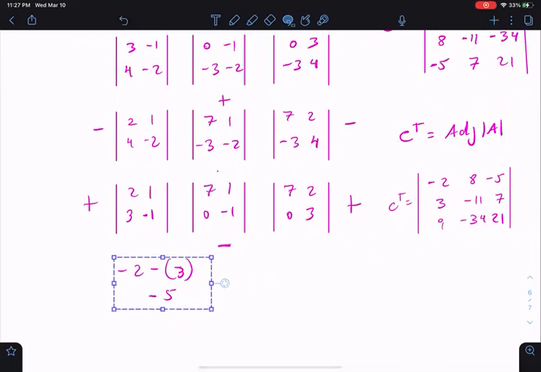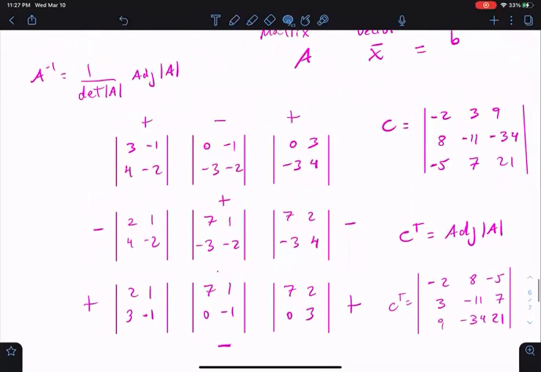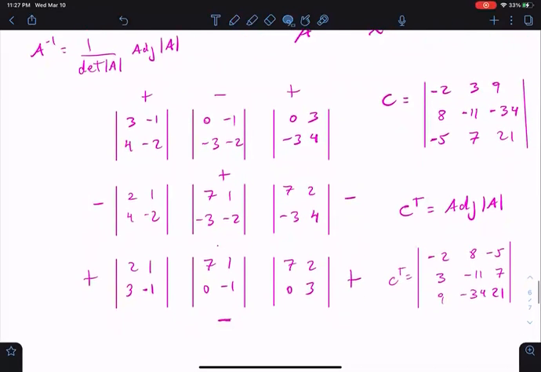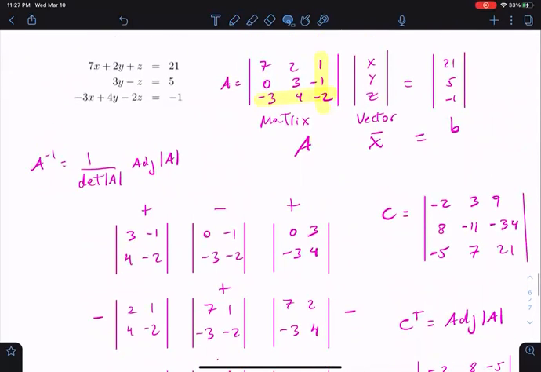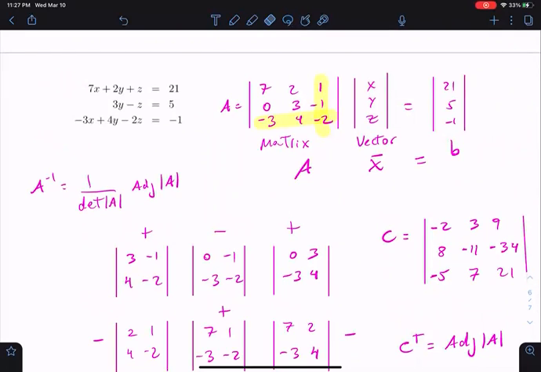What's next is we need to find a determinant. We didn't do that yet. So we need to find the determinant of A. So what is the determinant of A? This guy is the determinant.